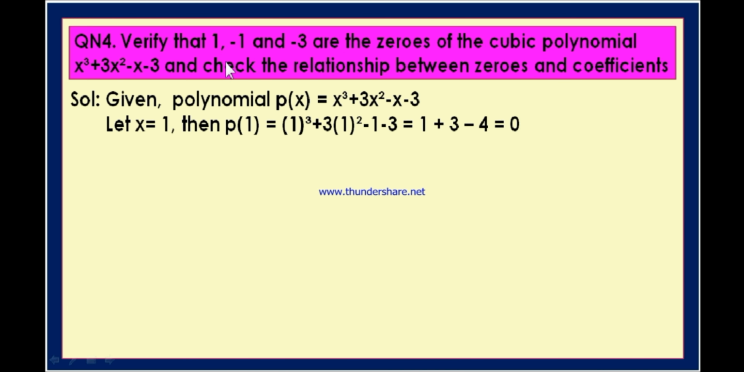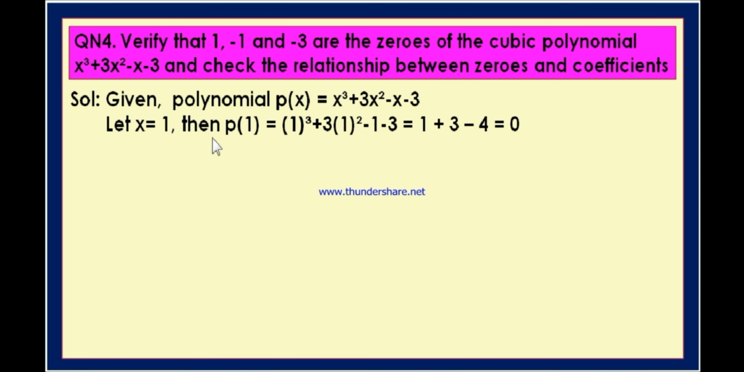If we take x is equal to 1, then p of 1 is equal to 1 cube. x cube means 1 cube. 3 into x square means 3 into 1 square. Minus x means minus 1, minus 3. 1 cube is 1. 1 square is 1 into 3 is 3. Minus 1 minus 3 is minus 4. What is 1 plus 3? 1 plus 3 is plus 4 minus 4, which is equal to 0. Now if you substitute x is equal to 1, we got the value of the polynomial 0. Since the value of the polynomial is 0 at x is equal to 1, this 1 is one of the zeros of the given polynomial.